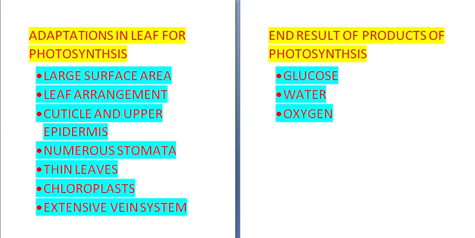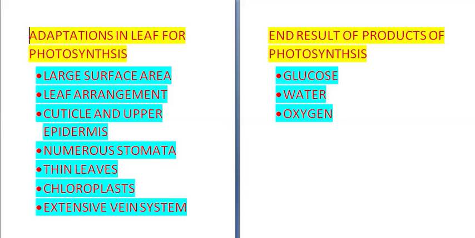The more the number of stomata, the more will be the exchange of gases, oxygen and carbon dioxide, and more photosynthesis will take place. Thinness of leaf, thin leaves. If the leaves are thin, it will reduce the distance between the cells and will facilitate rapid transport of the food produced as well as the water and carbon dioxide. So it will increase the rate of transpiration.